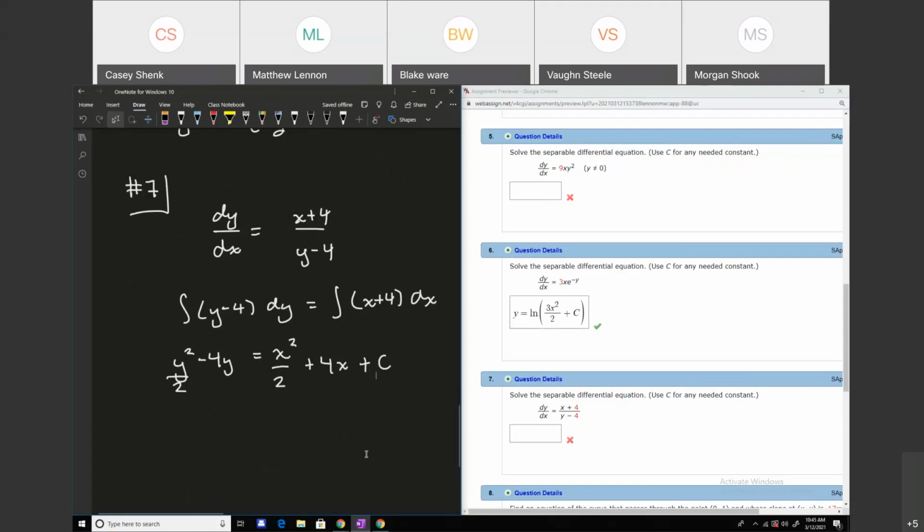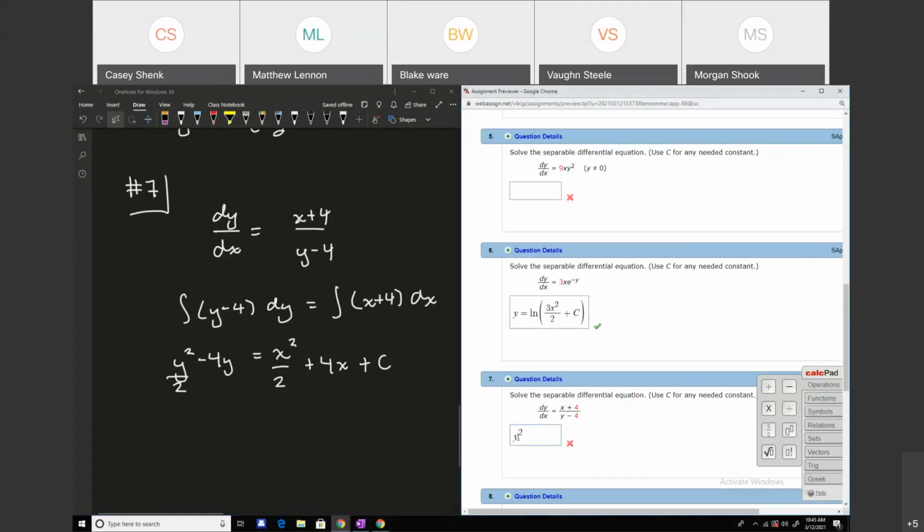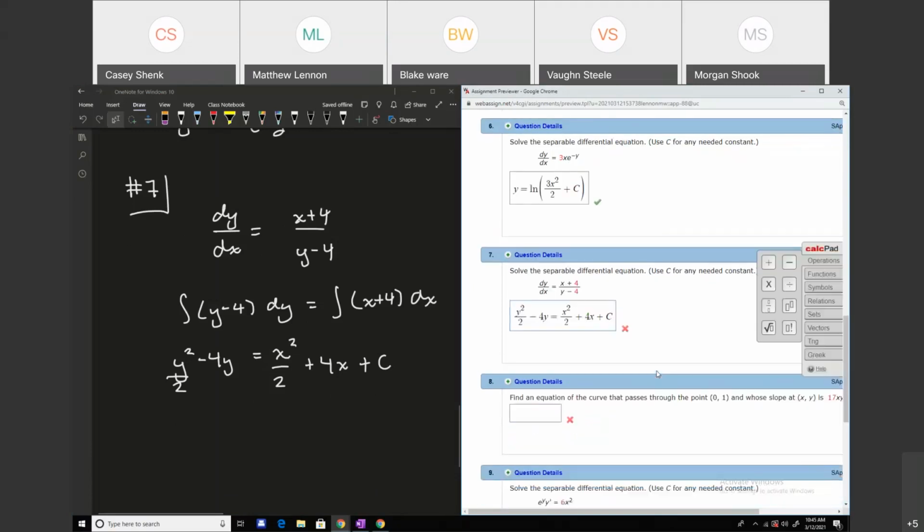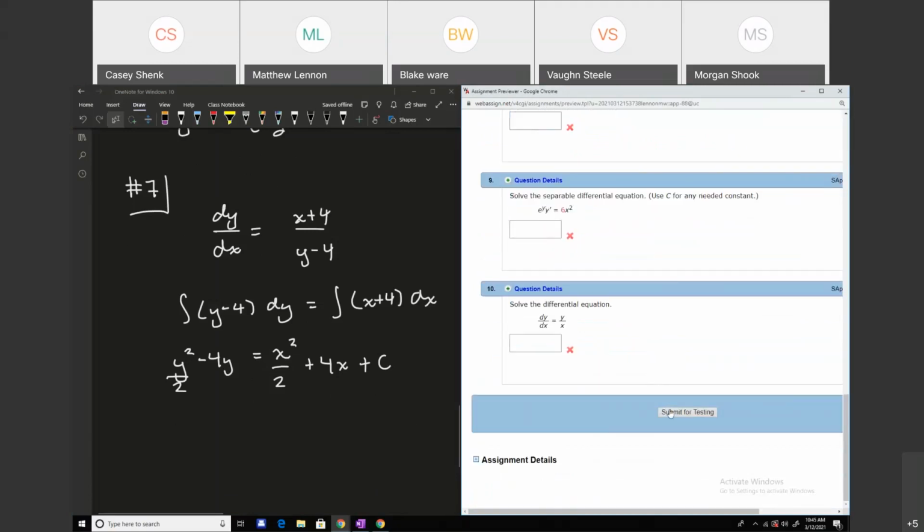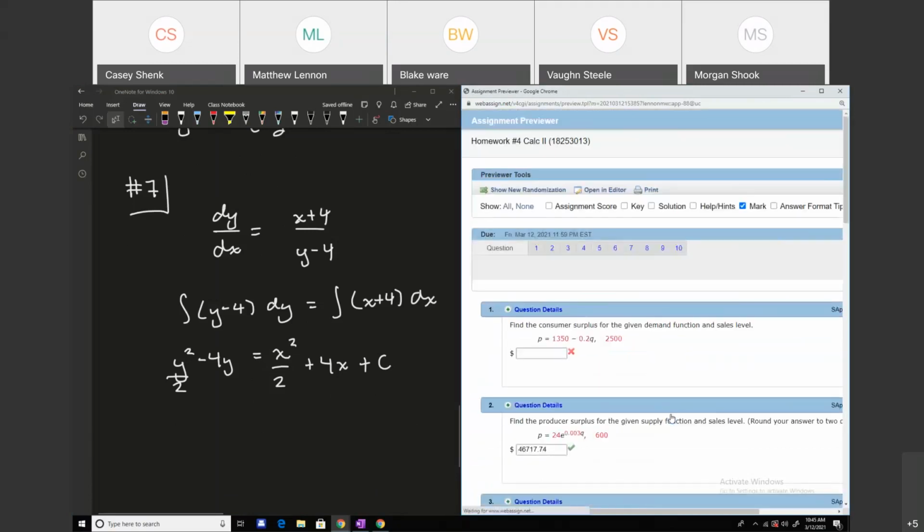Yeah, so how would you solve this one? Does it really want us to solve? So I'm going to try this again: y squared over 2 minus 4y equals x squared over 2 plus 4x plus a constant. This one, it's not so easy to solve for y. We'd have to use a quadratic.